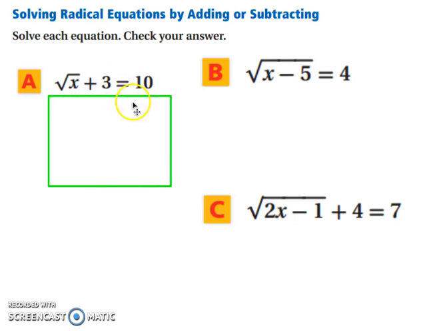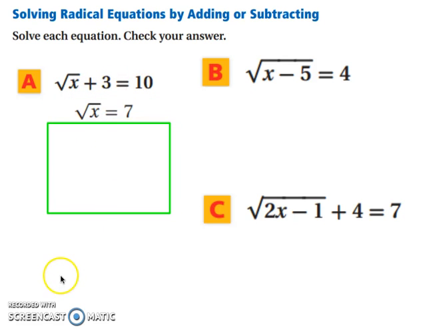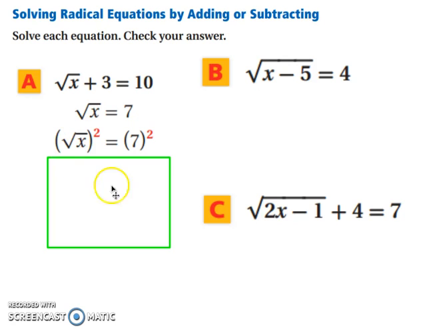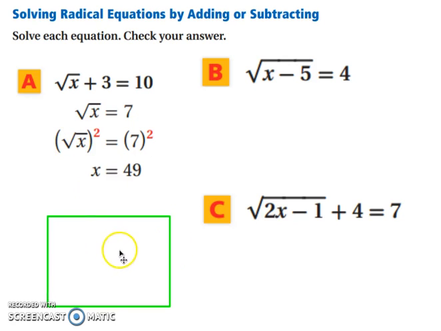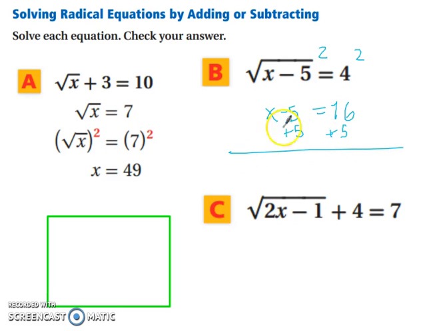So we're going to subtract 3 from both sides. And we end up with the square root of x equals 7. Now we can square both sides and end up with x equals 49. Let's look at b. Notice how the square root is all by itself. It's been isolated already. We don't have to do anything extra. So we're going to simply square both sides for this one. So we have x minus 5 equals 16. Then we're going to add 5 to both sides. And we end up with x equaling 21.